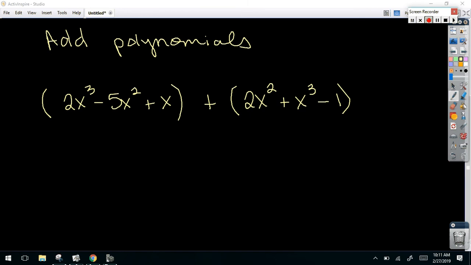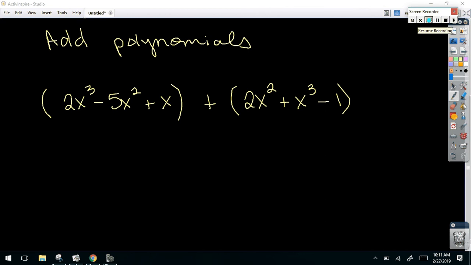Oh my goodness. Let me give you some tips as we go through here. Remember, we want everything in standard form, which means the biggest exponent down. That second polynomial is not in standard form. Not that we can't work with it, but in the end, we're going to have to put it in standard form.